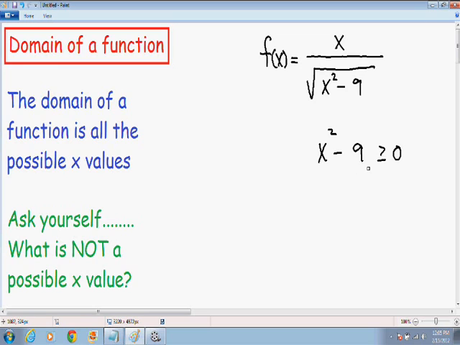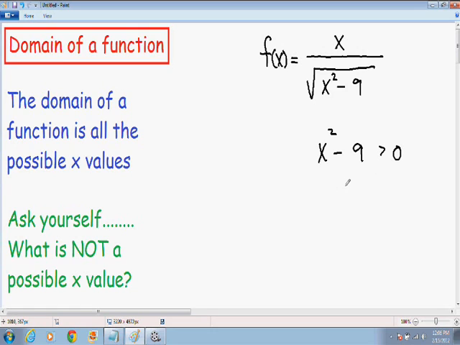But this is also a rational function. And remember what I said about a rational function, the restrictions are that the denominator can never equal 0. And if x squared minus 9 equals 0, that certainly makes the denominator equal 0. So that cannot happen. So I'm going to erase this equal to 0 part of the inequality, because x squared minus 9 cannot equal 0, because that would make the denominator equal 0.